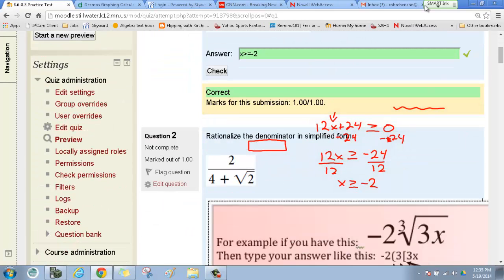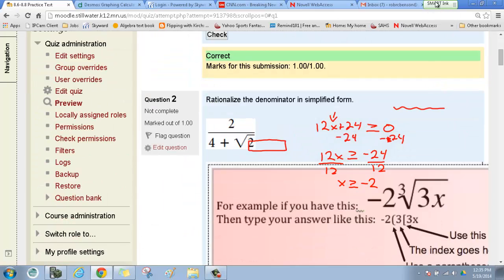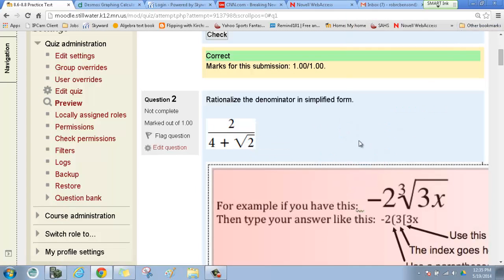Okay, let's move on to the next one down here. I was hoping it would scroll with it, I guess not. Clear the ink. Number 2 says to rationalize the denominator in simplified form.